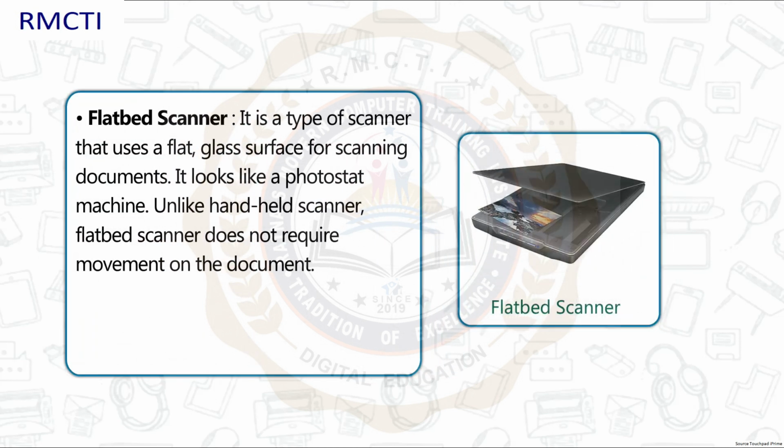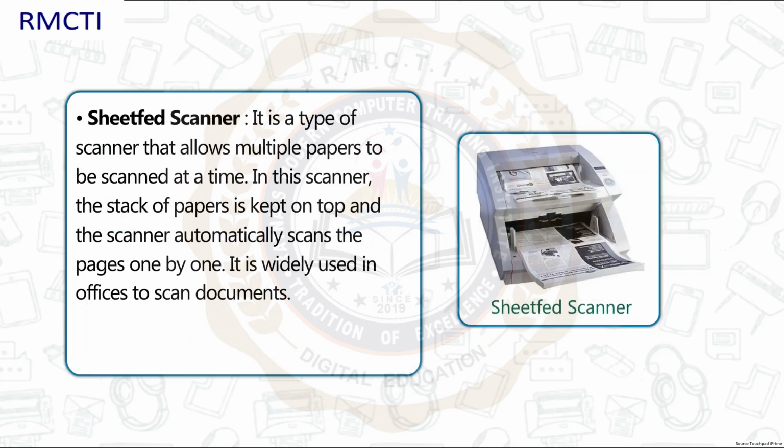Flatbed scanner. It is a type of scanner that uses a flat glass surface for scanning documents. It looks like a photostat machine. Unlike a handheld scanner, a flatbed scanner does not require movement on the document. Sheet-fed scanner.